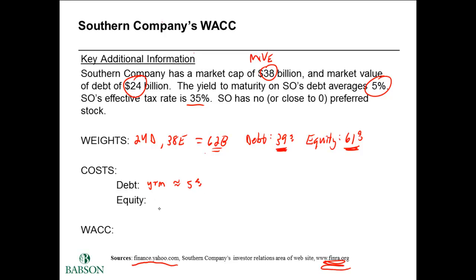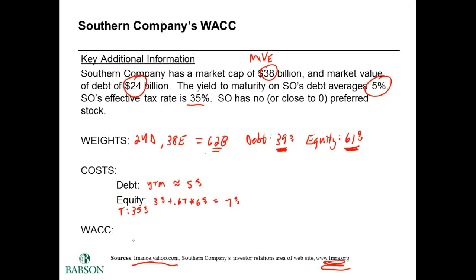Cost of equity, 3% plus a beta of 0.67 times a market risk premium of 6%. That's what we did on the previous page. It gave us an estimate for cost of equity of around 7%. We also have a tax rate from above of 35%. So how do we put that all together?